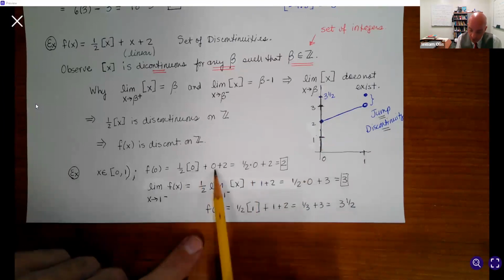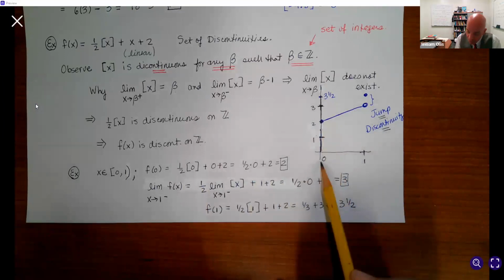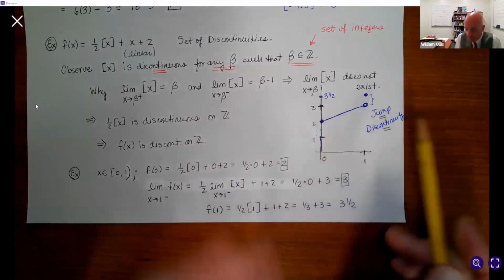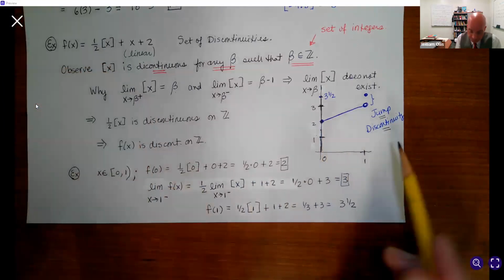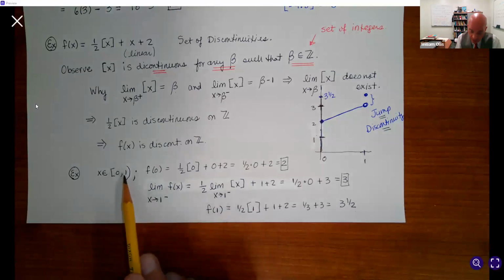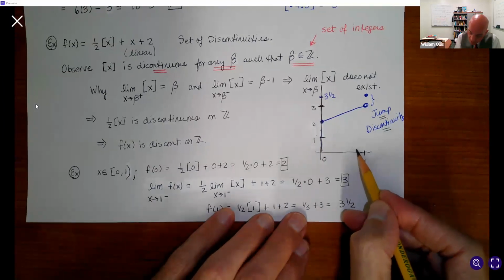And so we just get what? 0 plus 2, which is 2. So when I graph here, I've got this. And of course, this is linear, but you know, I still have to work a little bit. Now we're thinking, okay, what's happening as we approach 1, in this case, from the left? So now we're doing something like this.